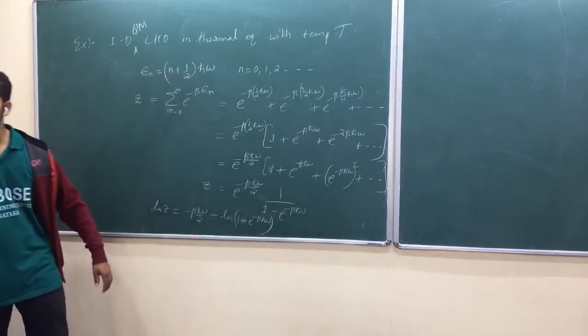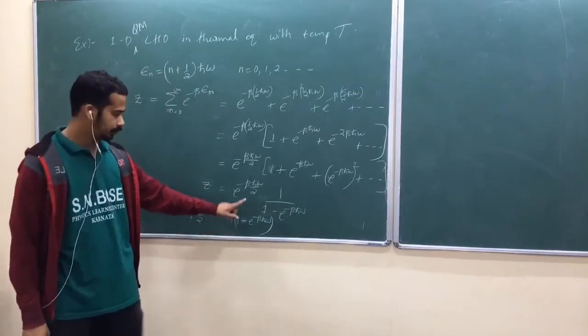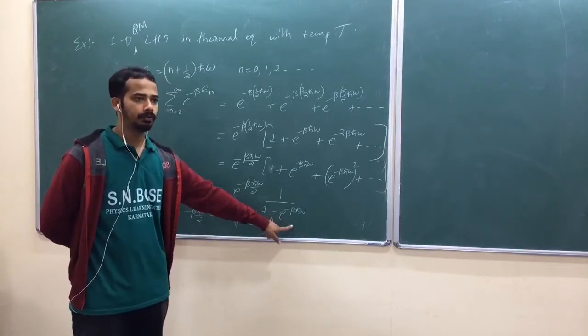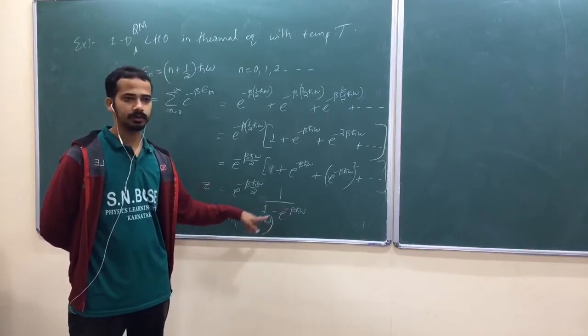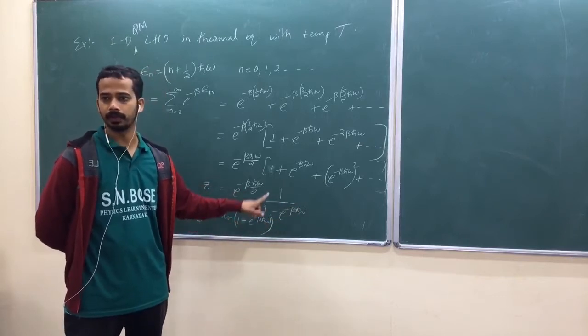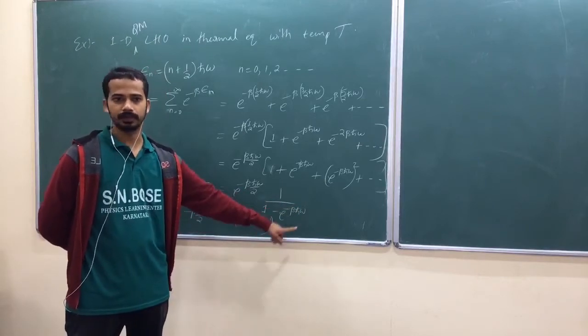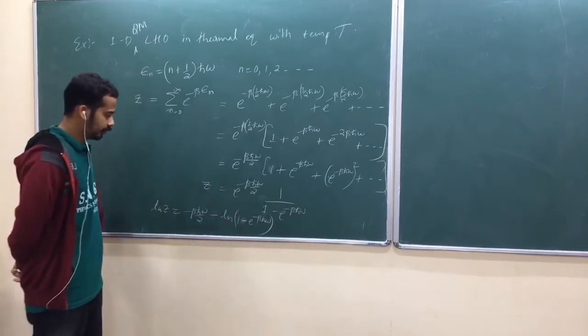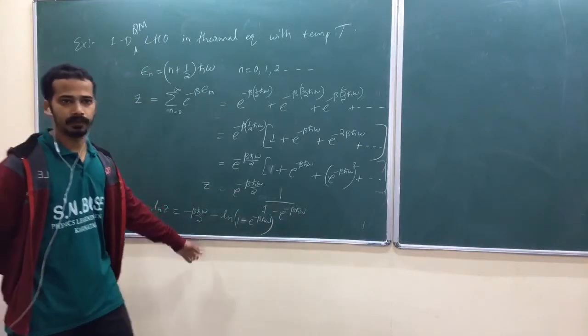You should be able to manipulate each and every step, okay? So this one can be taken into denominator, then it would become e power plus beta h bar omega by 2 here. You can write that one in terms of sine hyperbolic, e power plus theta, e power minus theta will happen here, okay? But that's not necessary. I think this is the best way to find average energy.